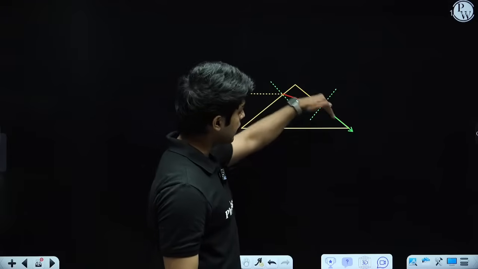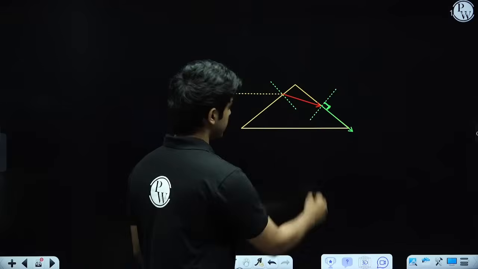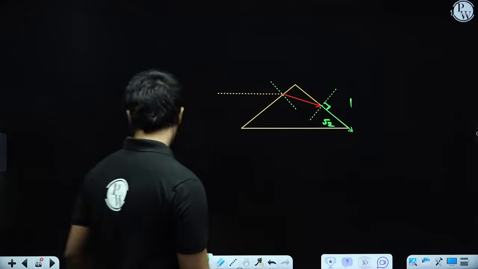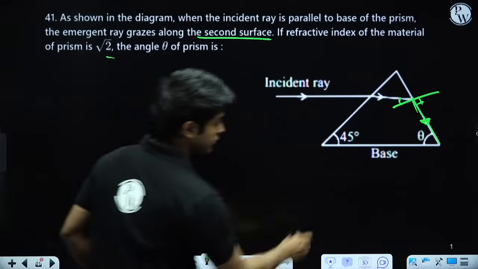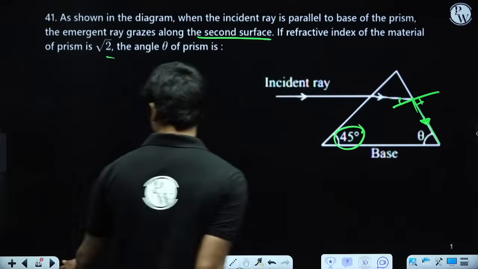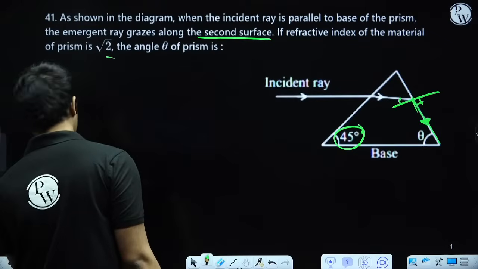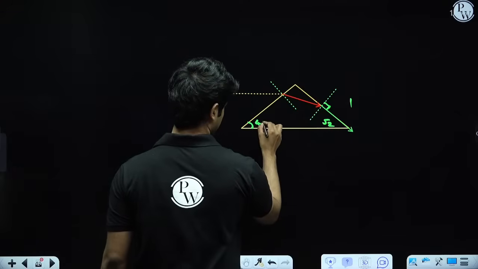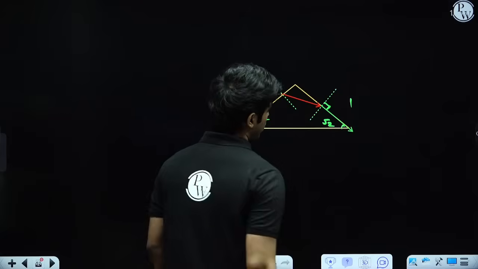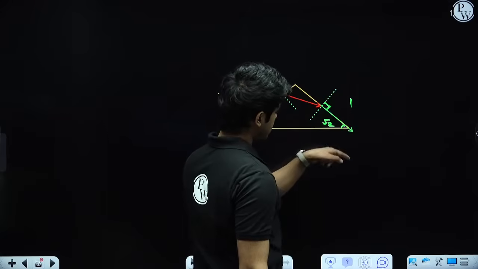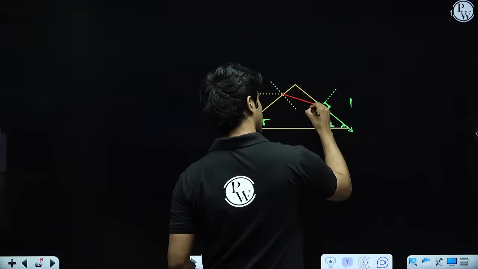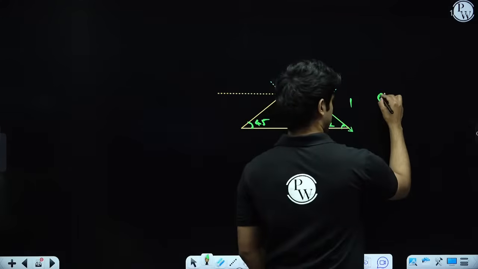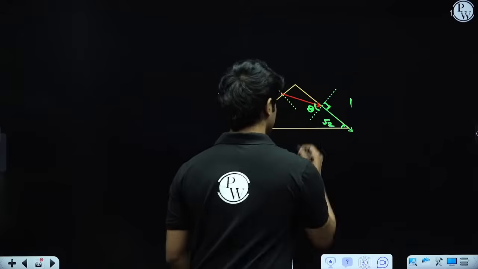Now the angle of refraction here is 90 degrees, the refractive index of the prism is √2, the refractive index of air is 1, and one angle is given as 45 degrees, the other angle is theta. We need to find theta. So this angle is 45, this angle is theta. If the angle of emergence is 90, then the intercepting angle, this angle, will be the critical angle. So we'll use another symbol, theta c.